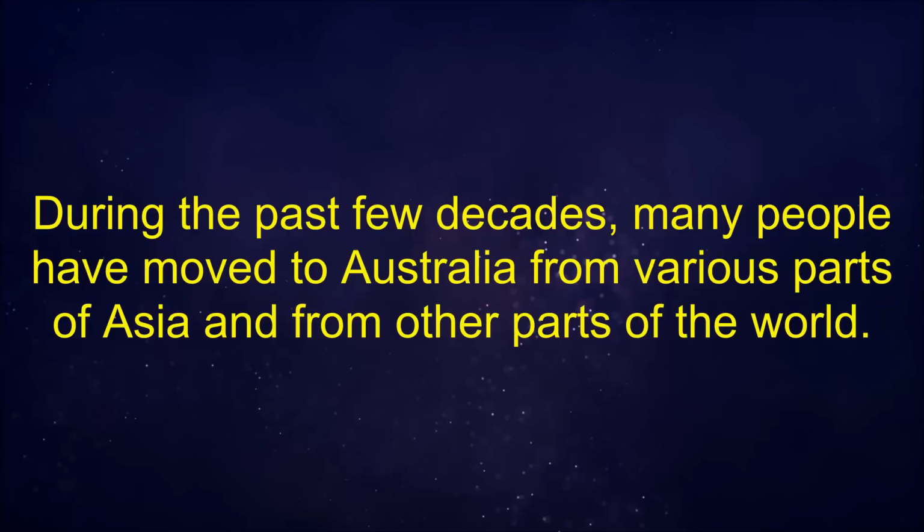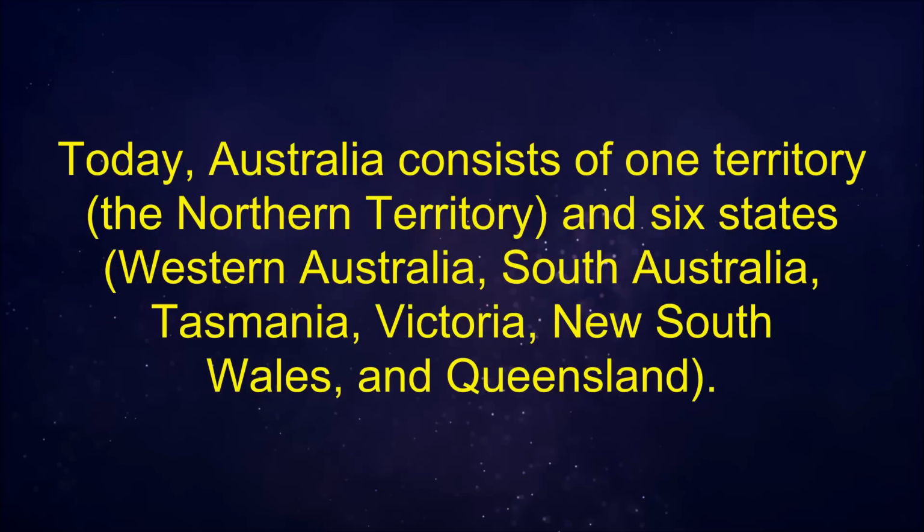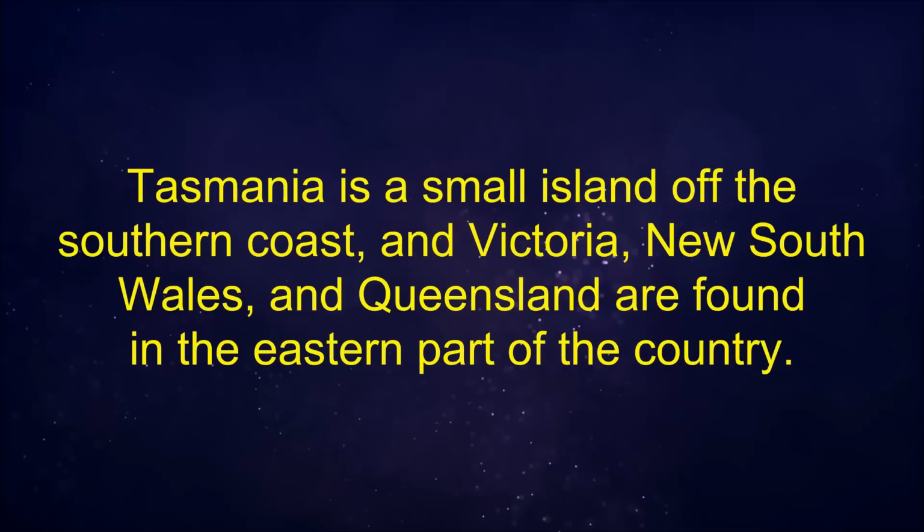Today, Australia consists of one territory, the Northern Territory, and 6 states: Western Australia, South Australia, Tasmania, Victoria, New South Wales, and Queensland. Tasmania is a small island off the southern coast, and Victoria, New South Wales, and Queensland are found in the eastern part of the country.